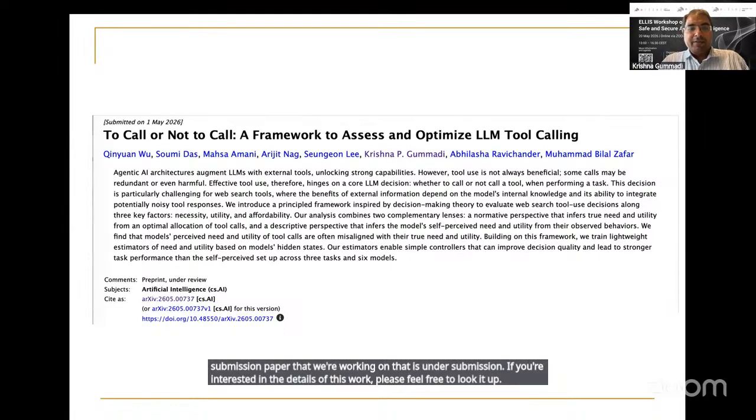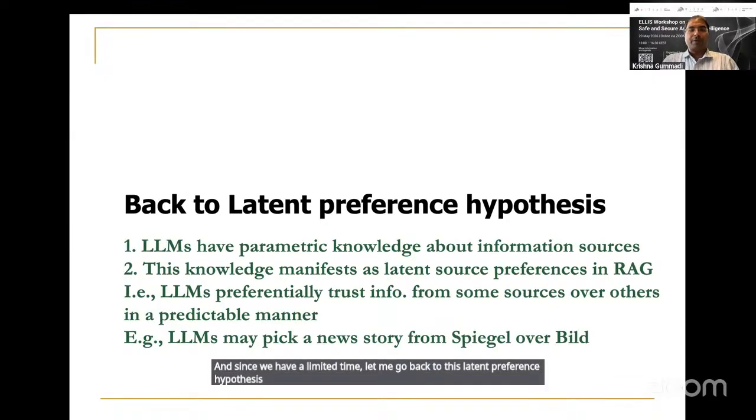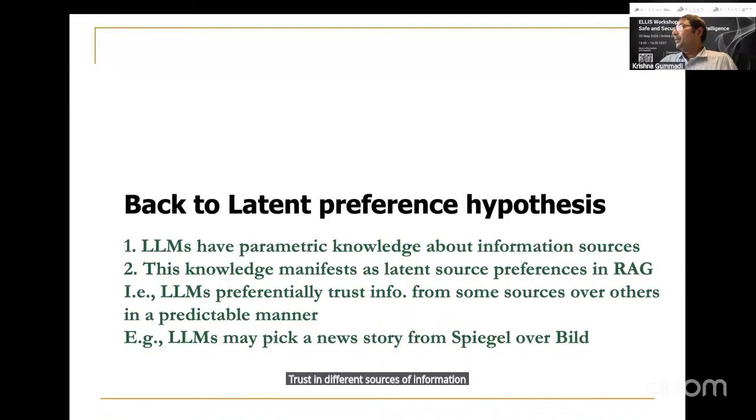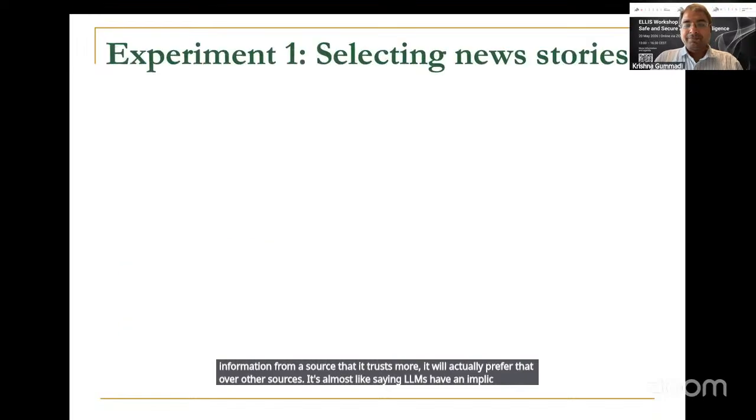And since we have limited time, let me go back to this latent preference hypothesis and then show you some experimental results that would validate this hypothesis. Again, as a quick reminder, the basic hypothesis here is that language models have an implicit notion of trust in different sources of information. And whenever it gets a piece of information from a source that it trusts more, it will actually prefer that over other sources. It's almost like saying LLMs have an implicit page rank.